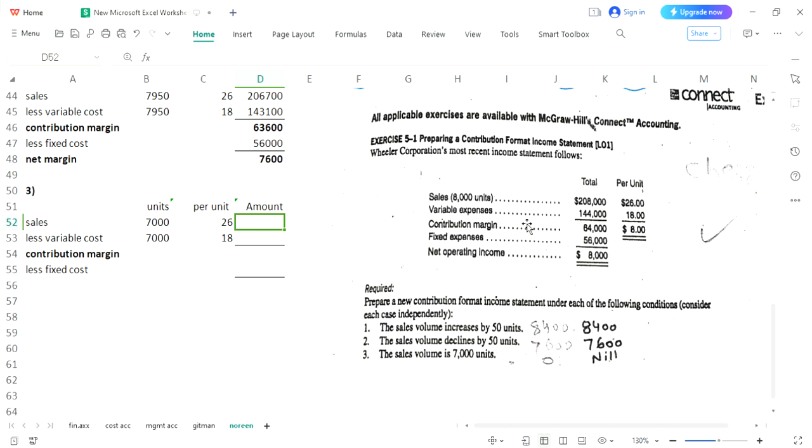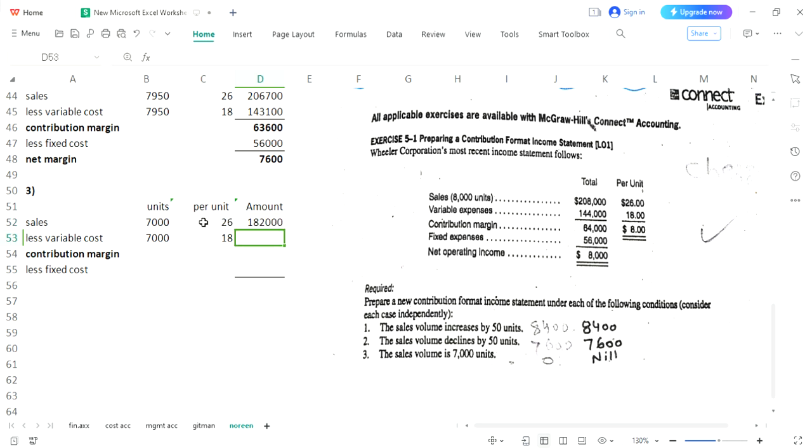We are doing this for the third time, and I am very hopeful some of you have it strongly and actively present in your mind, how you can calculate your amount by multiplying your units with per unit. How many units are you selling? This is 7,000. You will multiply it with per unit, and how much is per unit? That is 26. Here you have calculated your total sales.